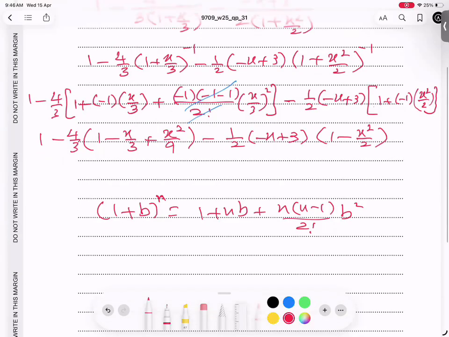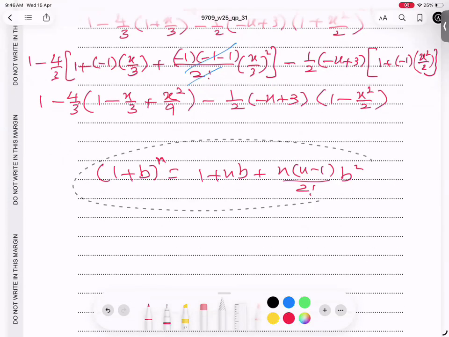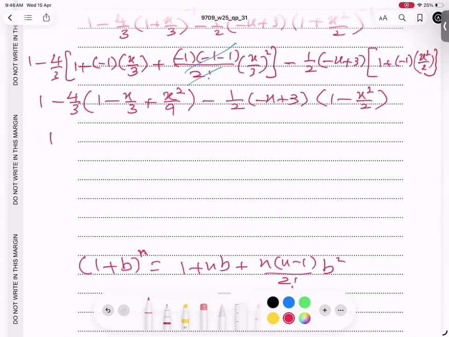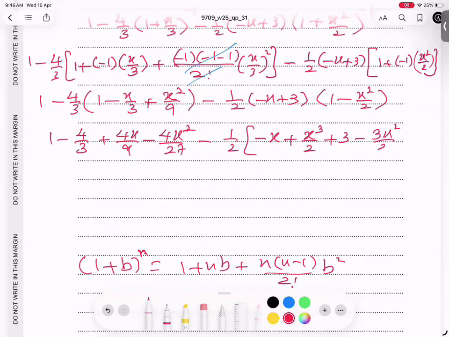Now we have to complete this formula, I'm not erasing. 1 minus this, multiply inside all values: negative 4 over 3 plus 4x over 9 and negative 4x squared over 27. We have to do this carefully. First, these four values multiply each other. We are getting negative x plus x cubed by 2 and plus 3 and minus 3x squared by 2.